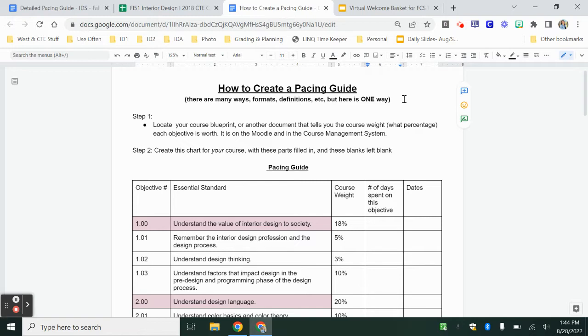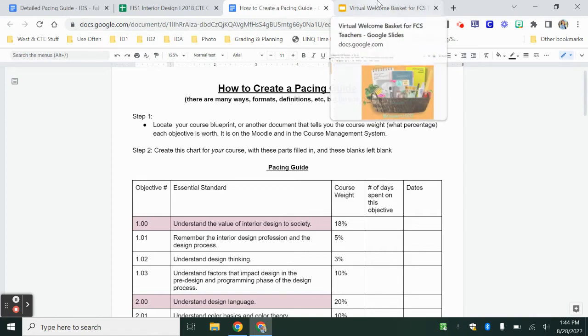And if you've never made one, maybe start this way and figure out what you like and don't like about it before you make another one. So step one is to locate your course blueprint or another document that tells you the course weight, which is this percentage column, the course weight that each objective is worth. It's on the Moodle and in the course management system.